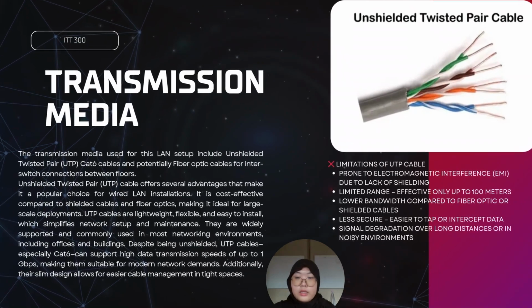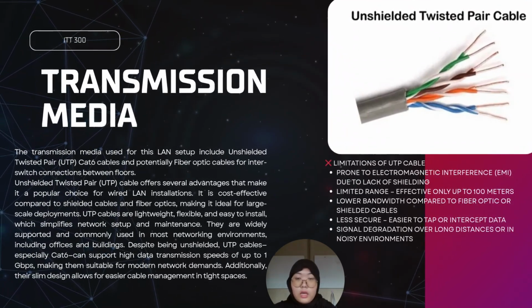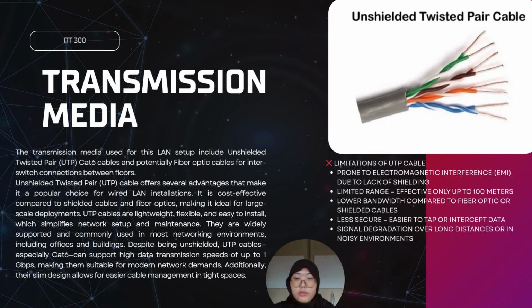Transmission media. The transmission media used for this LAN setup include unshielded twisted pair (UTP), which is Cat 6 cable, and potentially fiber optic cables for inter-switch connection between floors. Unshielded twisted pair UTP cable offers several advantages that make it a popular choice for wired LAN installations. It is cost-effective compared to shielded cable and fiber optics, making it ideal for large-scale deployment.